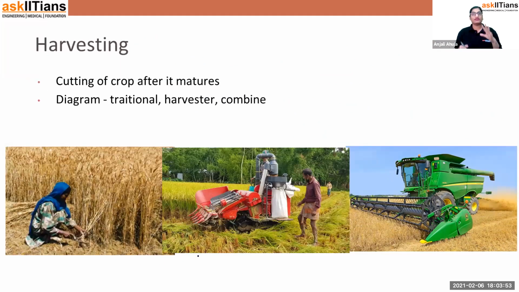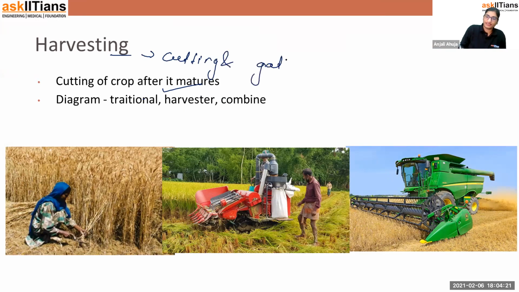The first point that we have to understand is harvesting. Guys, harvesting is actually the normal cutting. We're just cutting the crop, cut, cut, cut, cut. Harvesting is just cutting of the crop after it matures. We just cut it. This is the process of cutting and gathering the food crop. That's the definition I'm telling you.